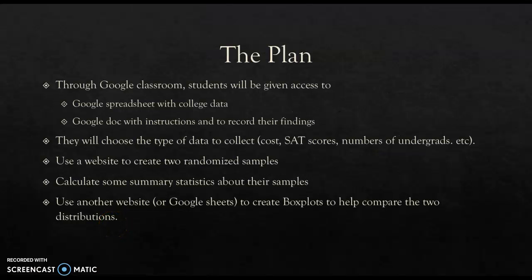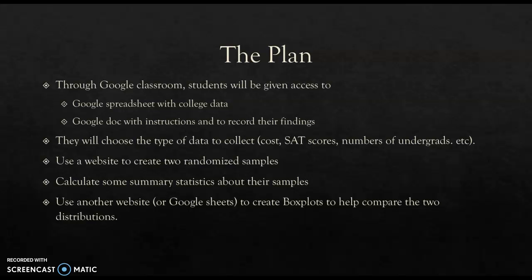So I collected through an online source a whole bunch of data on colleges in a spreadsheet. I gave the students access to that spreadsheet, and then I gave them a Google document with instructions, and it was also the place where they were going to record their findings. And the students got to choose what type of data to collect. In the spreadsheet, there's a whole bunch of data: cost, number of undergrads, SAT scores, all that kind of stuff.